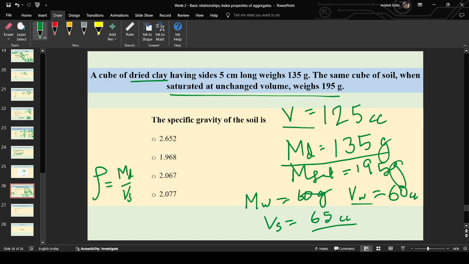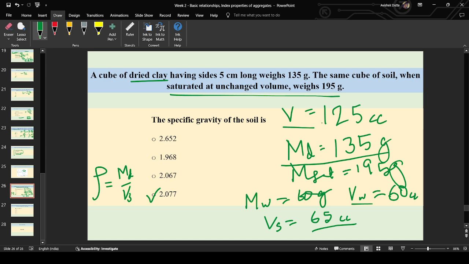1.08? Which one, sir? The mass of dry soil is 135 and the volume of solids is 65. So what is the answer? 2.076. Yes, 2.076, 2.077, it's okay. This is the answer. Okay, I'll just repeat.